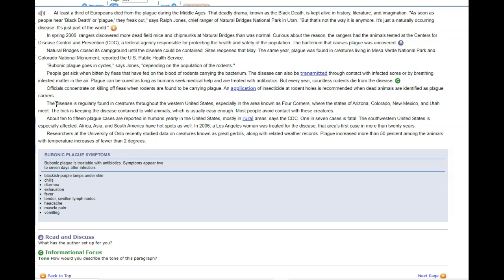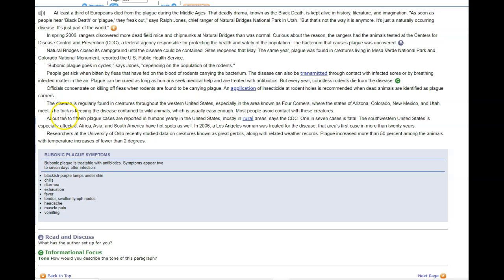The disease is regularly found in creatures throughout the western United States, especially in the area known as Four Corners, where the states of Arizona, Colorado, New Mexico, and Utah meet. The trick is keeping the disease contained to wild animals, which is usually easy enough. Most people avoid contact with these creatures.